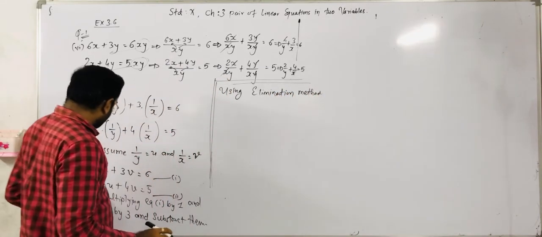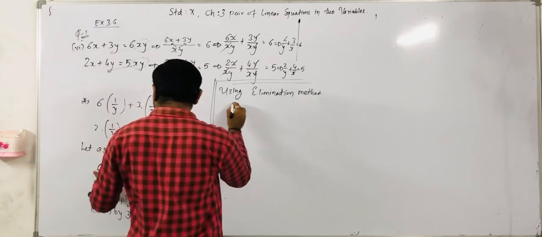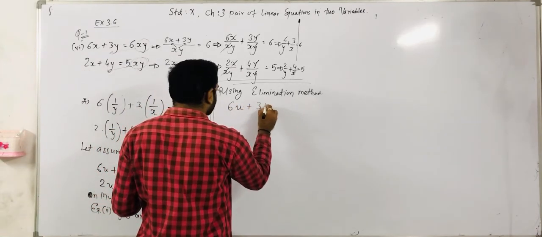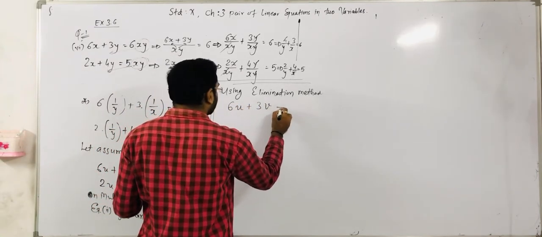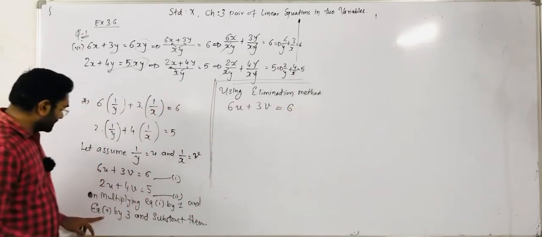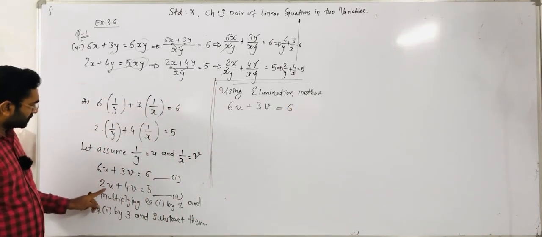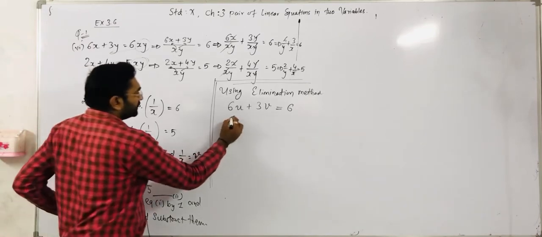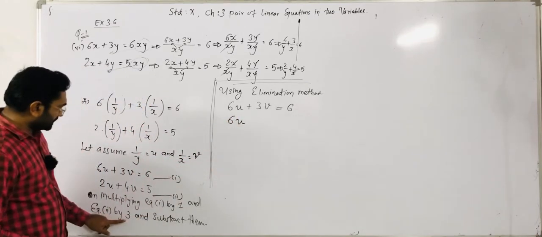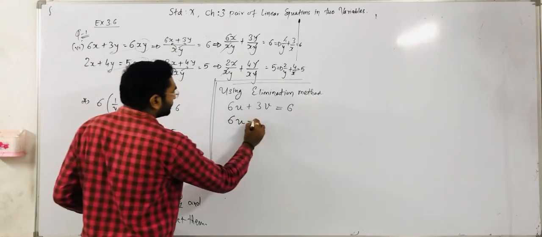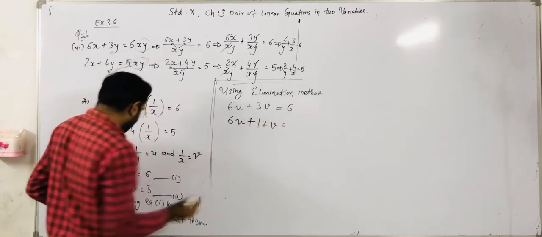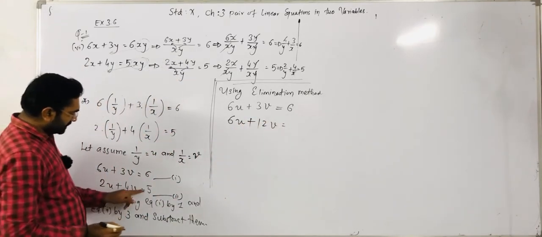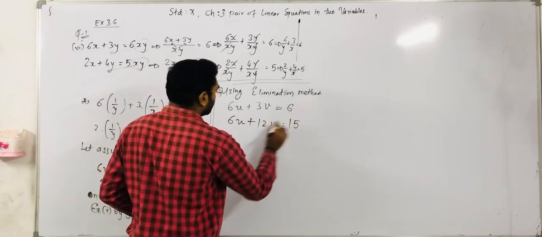What we have to do? The first equation we need to multiply by only 1. So 6u plus 3v is equal to 6. But the second equation we want to multiply by 3. So all terms are multiplied by 3. So 3 times 6u, plus 3 times 4 is 12v. And the right hand side term is also multiplied by 3. So 3 times 5 is 15.